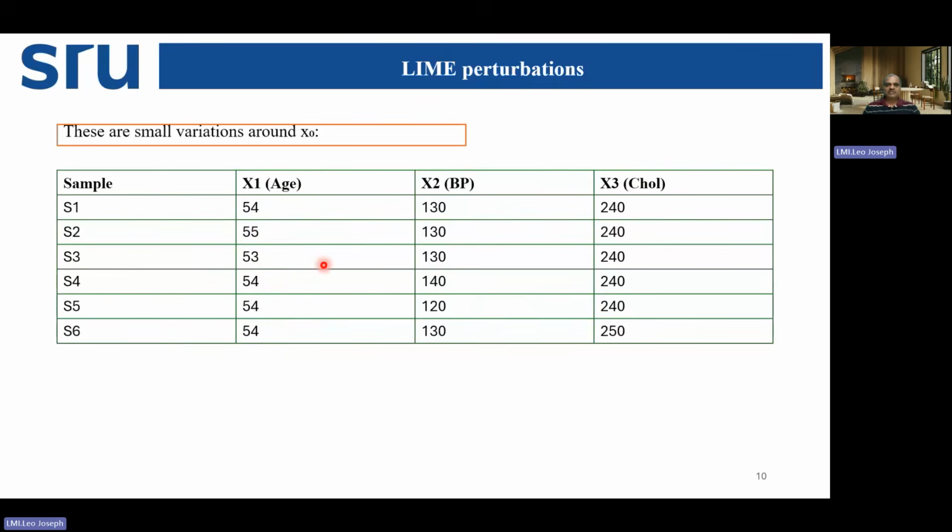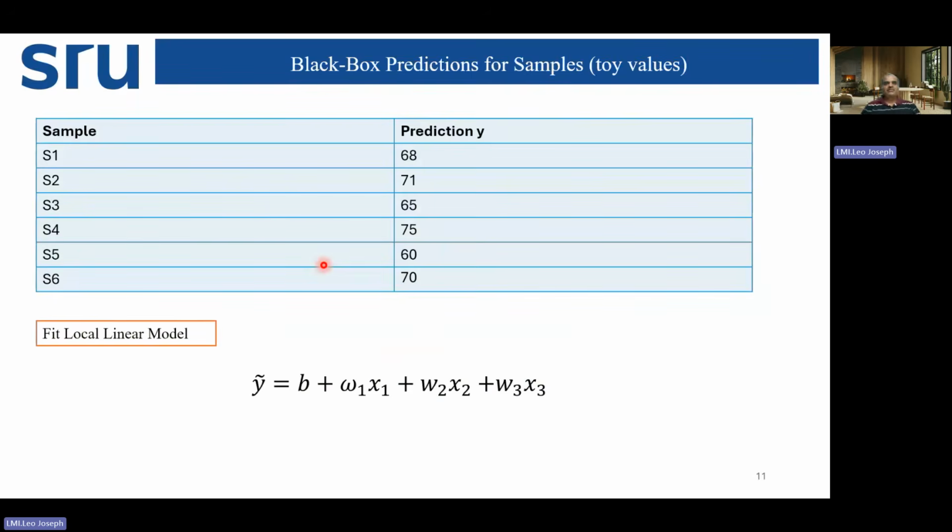Okay, perturbation data. Next, what we are doing is black box prediction. If you give this perturbation data to a black box model, for example a linear regression model, random forest model, AdaBoost model, anything, you just give all these values to a black box model. If you already have a trained model, now you can give it and test what it is telling. For S1, it is giving a prediction of 68. Already I showed you, 68% of heart disease.